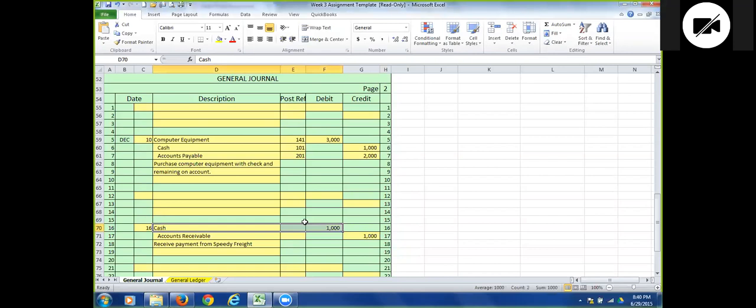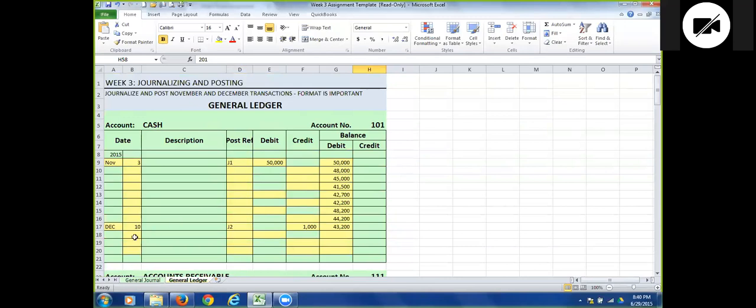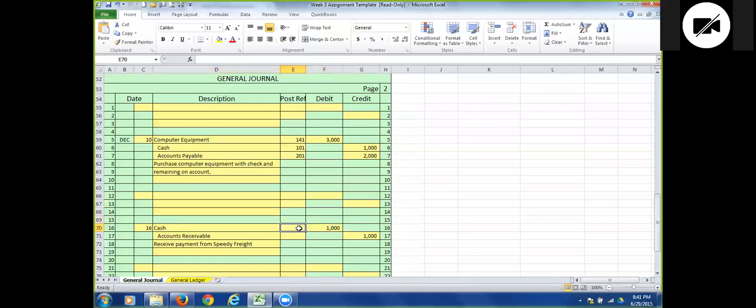So post our cash, $1,000. So it's a debit cash. So we go up, find our cash, and it's this one right here. So 16th, J2, $1,000, 43,200 debit plus a $1,000 debit gives you 44,200 debit. And then our post reference 101.